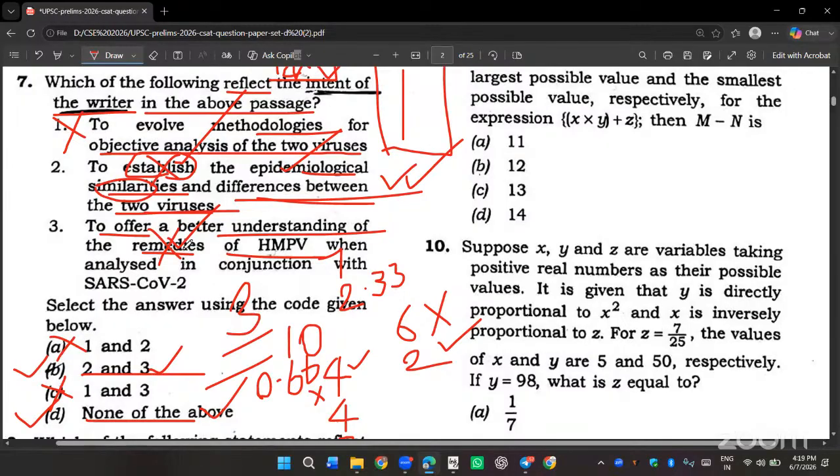Also, when analyzed in conjunction with SARS, no, he made statements related to the difference between these two. He did not make an analysis to give a remedy. Also, he did not give a remedy. So the answer is D, none of the above, for the seventh question.